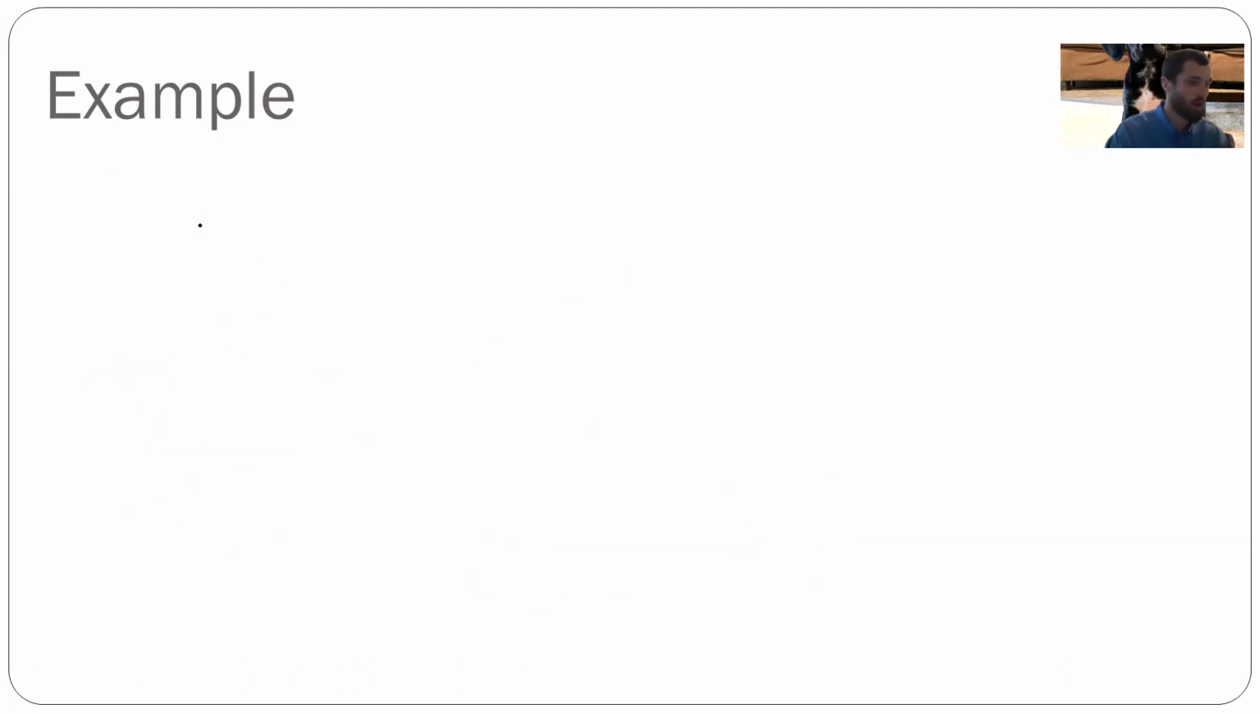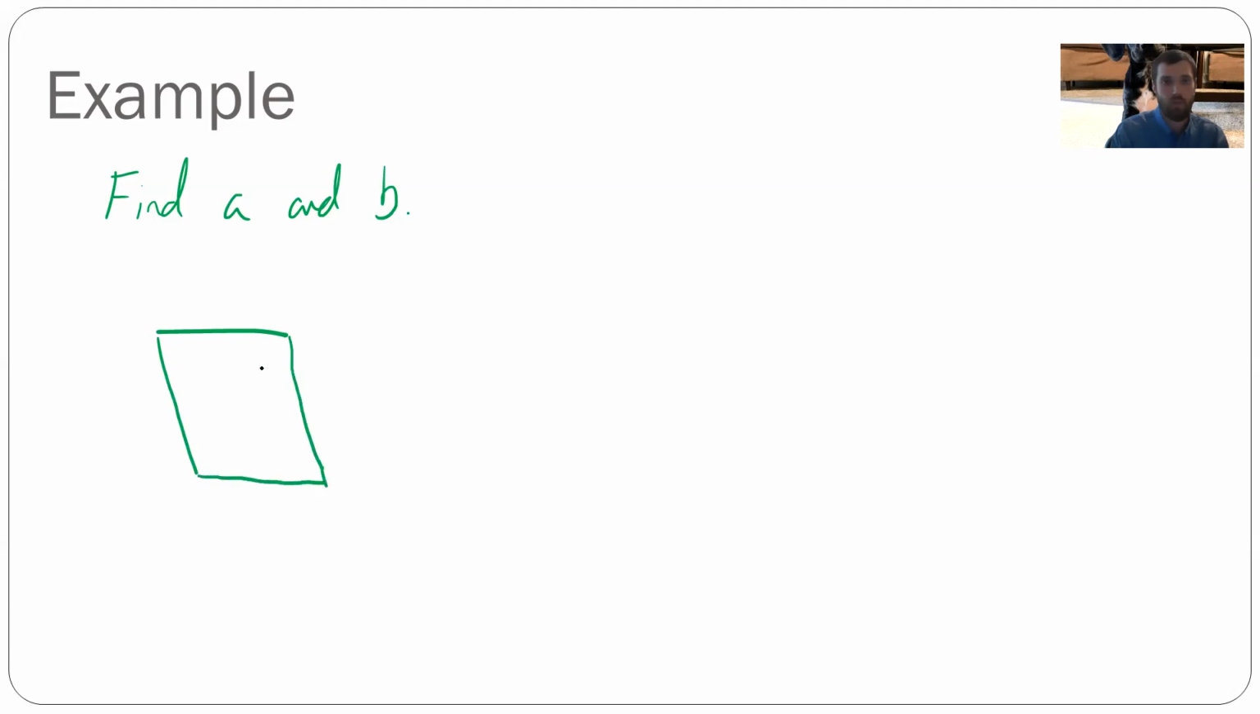This next example, we need to find a and b. We again have a parallelogram. What that means is both pairs of opposite sides of our quadrilateral are parallel. And then we have maybe this angle right here is 45 degrees. And then this one is 135 degrees. And this is A, and this is B.